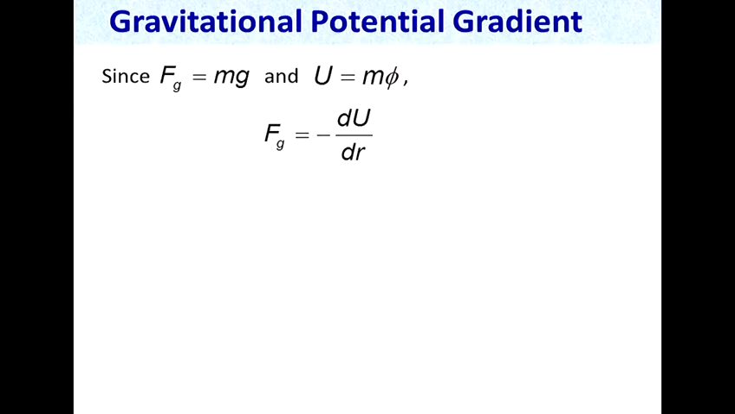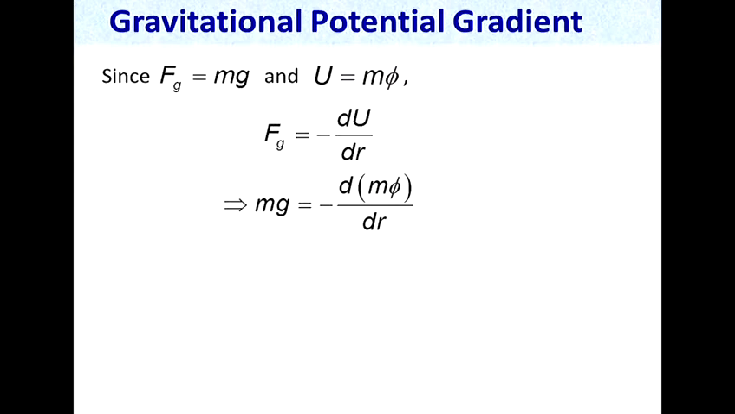Fg is the gravitational force. It can be calculated by taking the mass, small m, times the gravitational field strength at that point. And gravitational potential energy is mass times gravitational potential at that point. Okay? So in the equation that we've just looked at, I'm going to substitute gravitational force mg into the left-hand side. And then for this U, I'm going to substitute m phi.